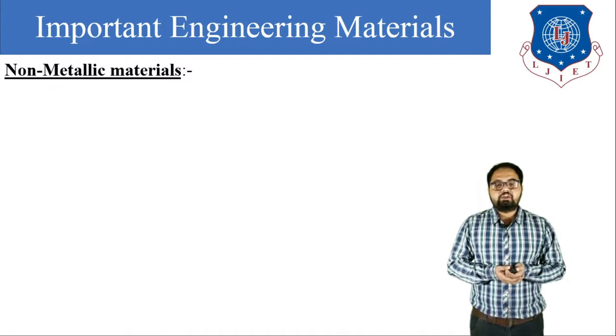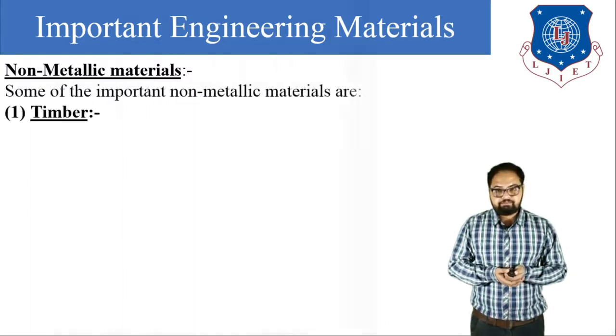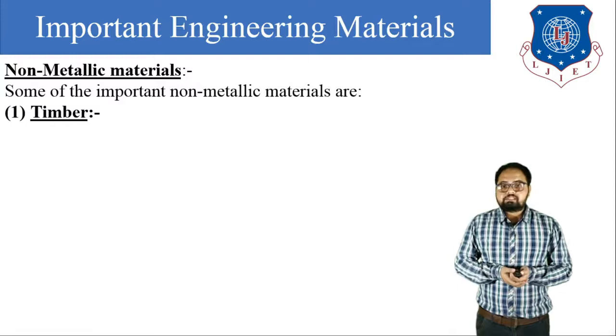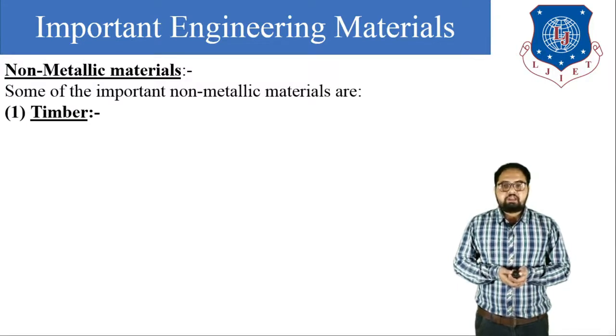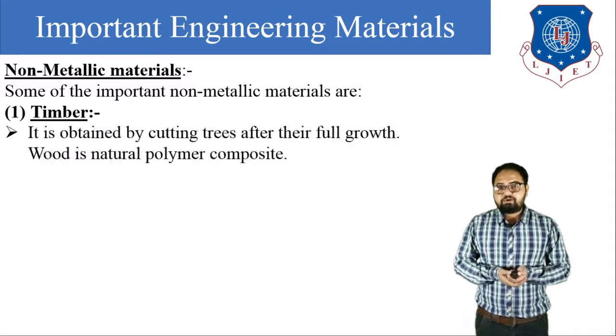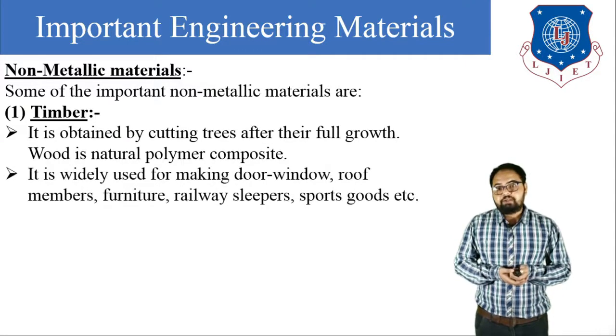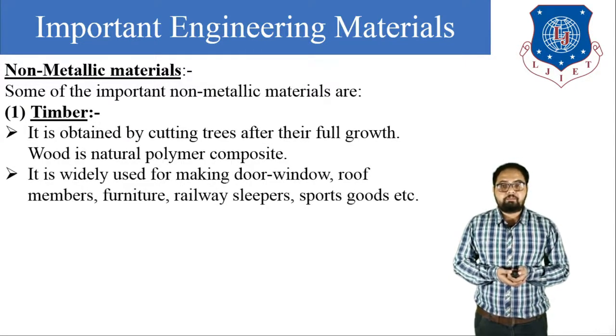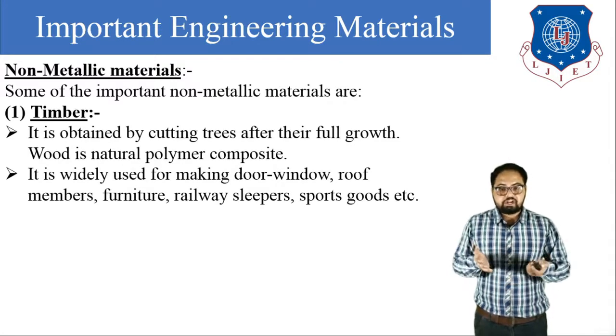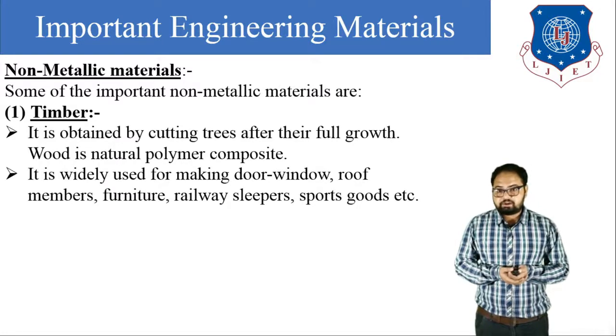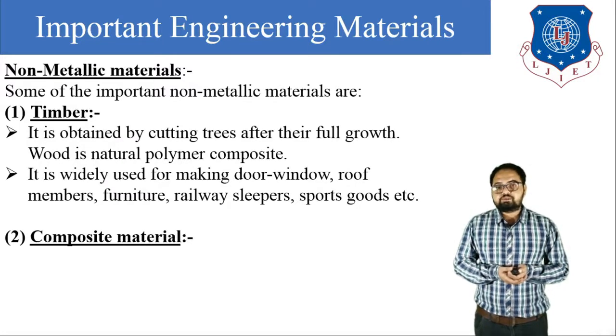Now the next is non-metallic materials. Some important engineering non-metallic materials are timber, abrasive material, glass, ceramic. So let's start with the timber. The first is timber. It is obtained by cutting the trees after their full growth. Wood is a natural polymer composite and the timber is widely used for making door, window, roof member, furniture, railway sleepers, sports goods, etc.